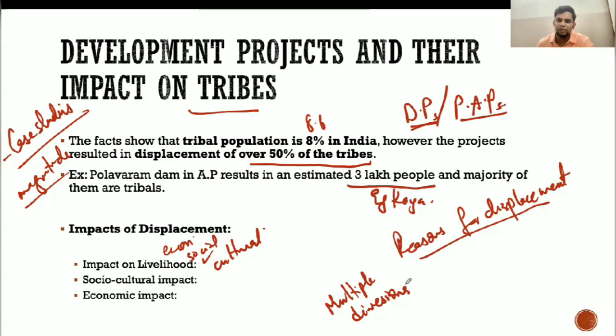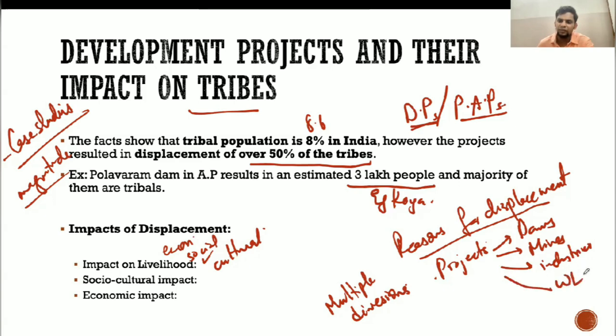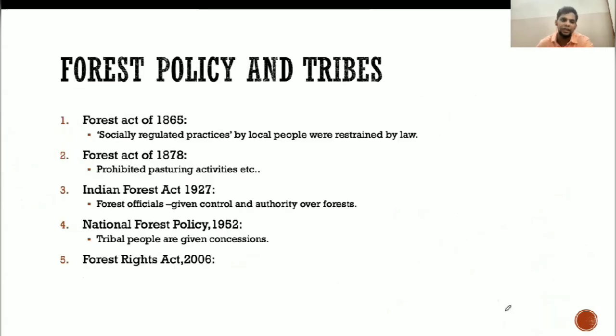What could be multiple dimensions? One thing is big projects. The projects could be dams, mines, industries, even wildlife sanctuaries. Many of these, but it could also be because of conflict, habitat loss, and so many other issues. Conflict is something in the Northeast, and that is the reason I'm saying that in terms of displacement, also try to bring in as many different angles as possible.